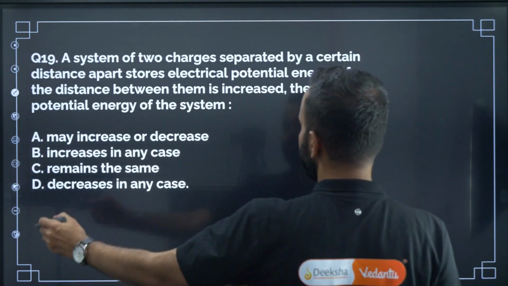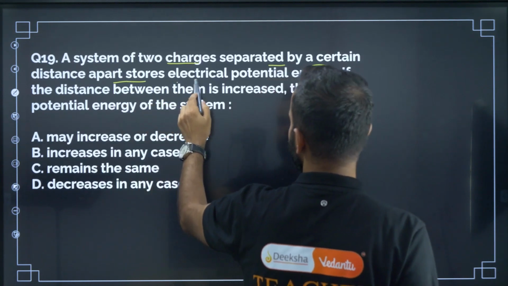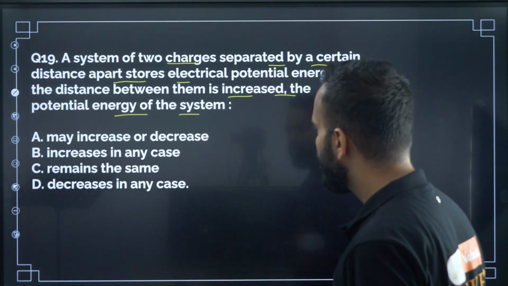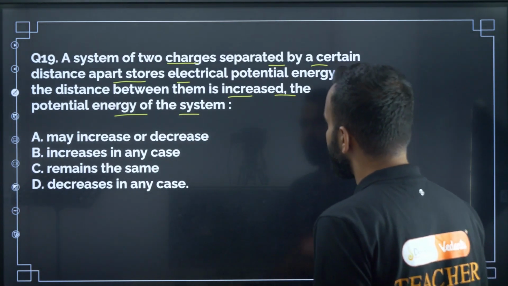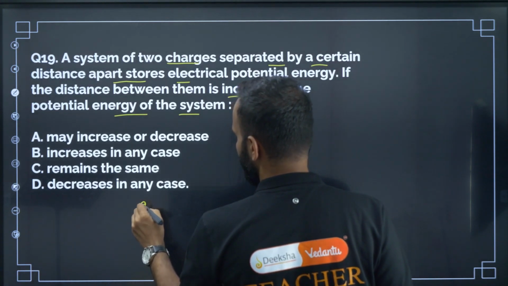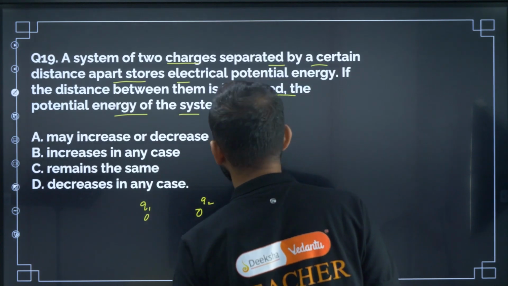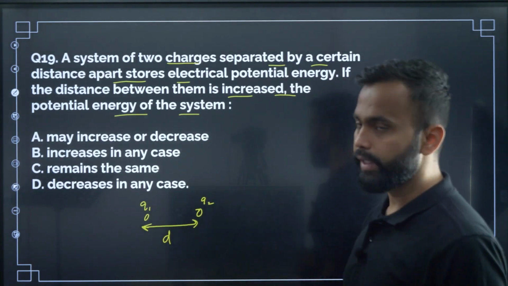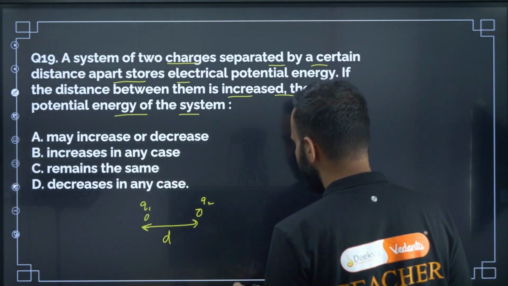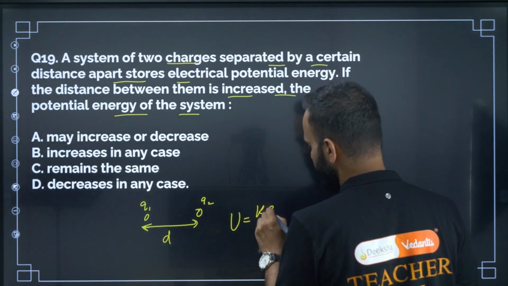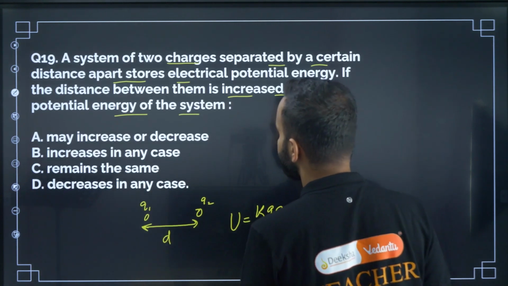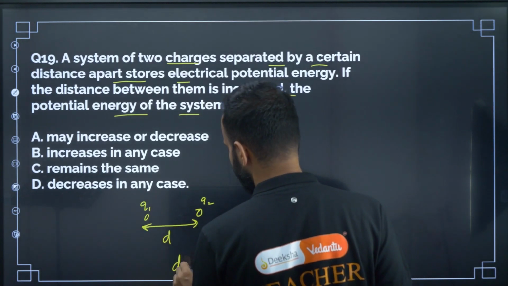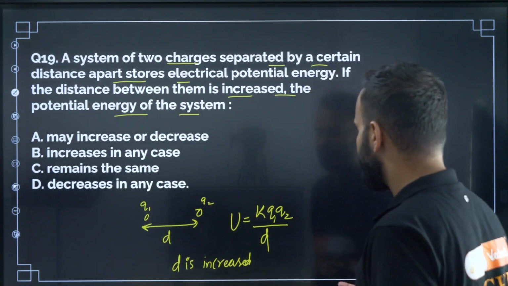Next question, question number 19. A system of two charges separated by a certain distance apart stores electrical potential energy. If the distance between them is increased, the potential energy of the system, option A, may increase or decrease. Let's see. Here the system of two charges, q1 and q2, separated by a certain distance, stores electrical potential energy. What is the equation of the electrical potential energy? U equal to K into q1 into q2 divided by d. If the distance between them is increased, here d is increased. Let's see whether the potential energy increases or decreases.